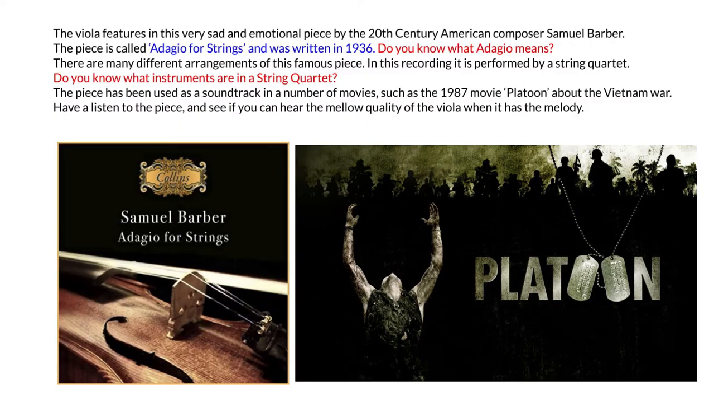The viola features in this very sad and emotional piece by the 20th century American composer Samuel Barber. The piece is called Adagio for Strings and was written in 1936. Do you know what adagio means?